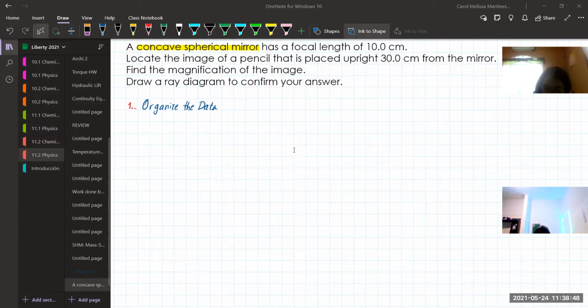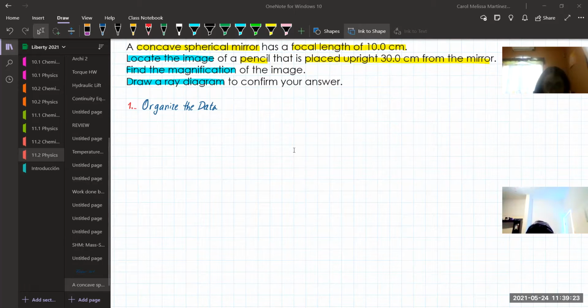The object is a pencil, and this object is placed upright 30 centimeters from the mirror. So the pencil, which is the object, is placed upright 30 centimeters from the mirror. They are also asking you to find the magnification of the image and to draw a ray diagram. So now we need to just organize the data.